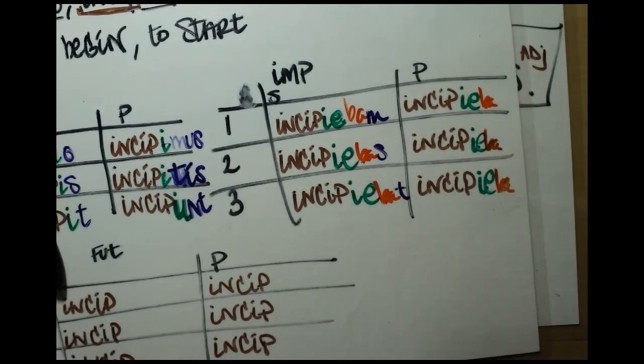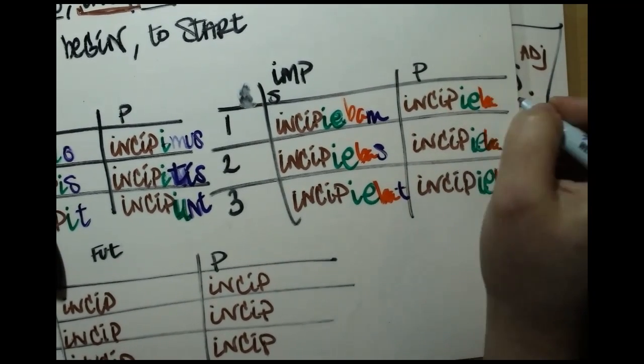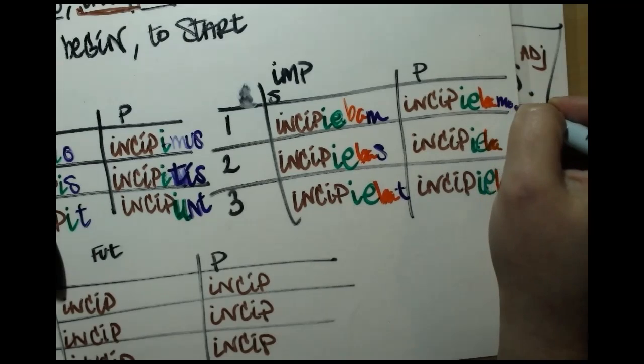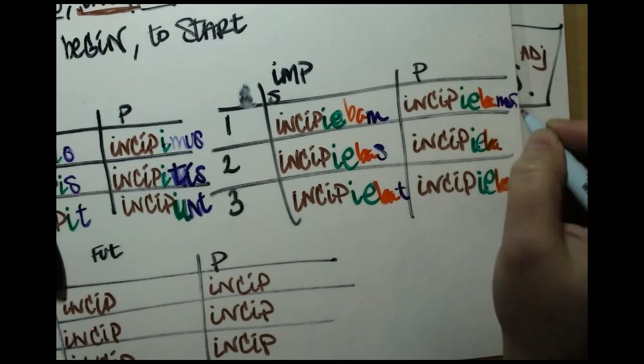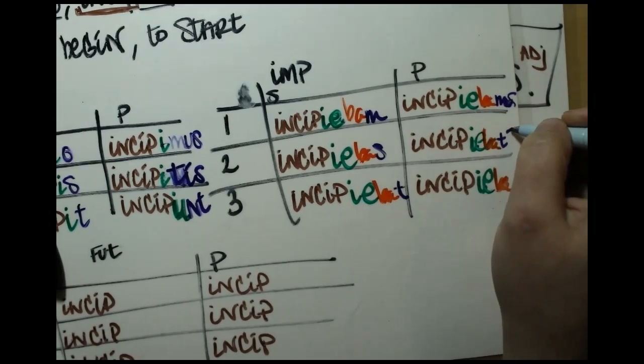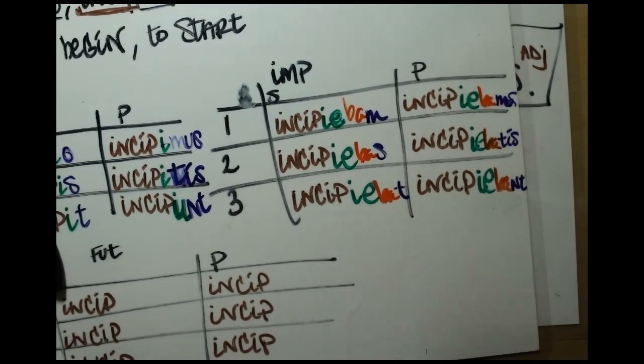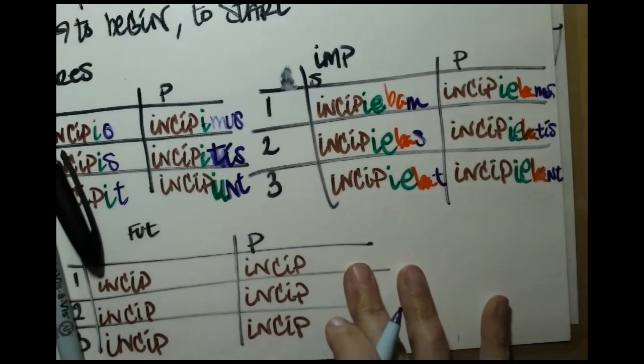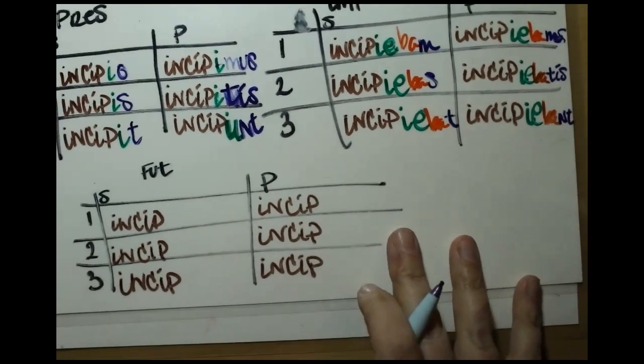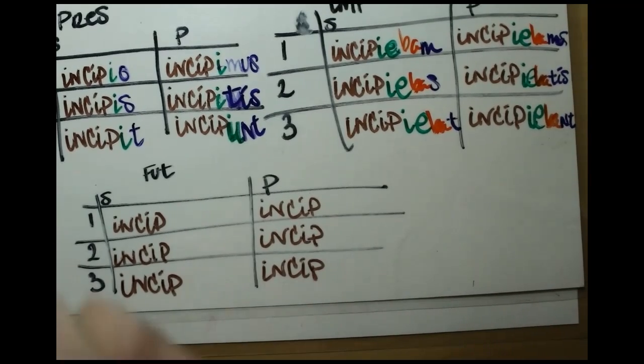Incipiebat. He was starting, he used to start. Incipiebamus. We were starting, we used to start. Incipiebatis. Y'all were starting, y'all used to start. Incipiebant. They were starting, they used to start. Man, that looks messy. Oh boy. So what do we do now in the future?